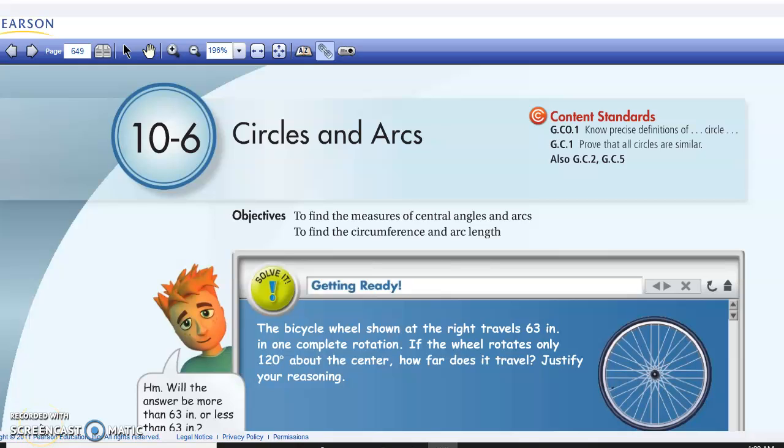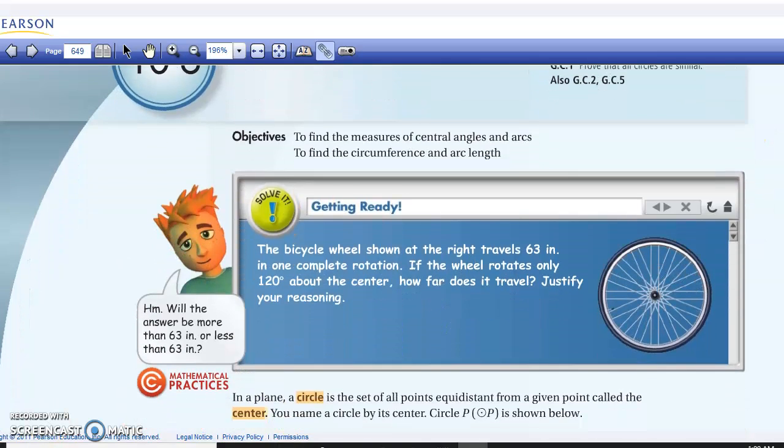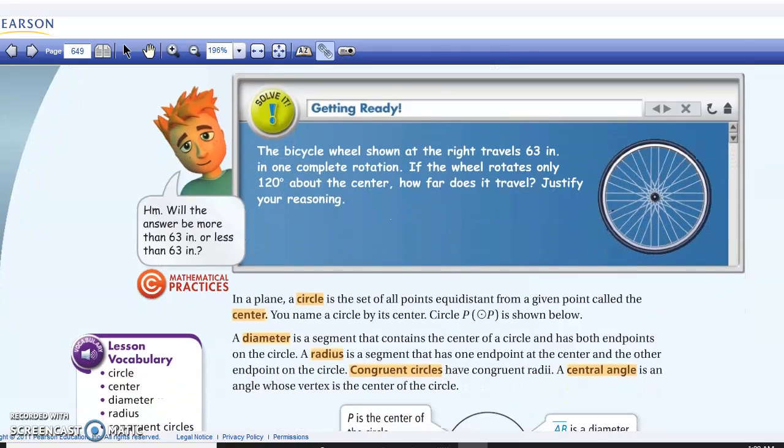Hello, we will continue with the fourth partial. We will start with lesson 10.6. We're still in chapter 10. Now it's about circles and arcs. Here we have new vocabulary, right?